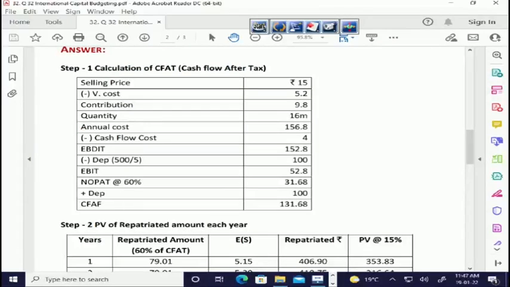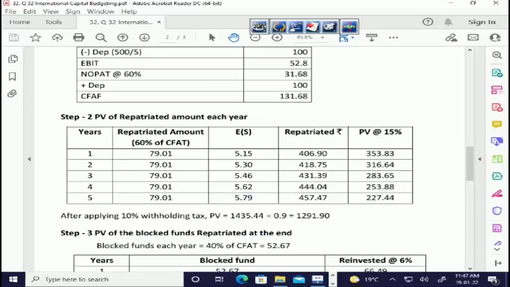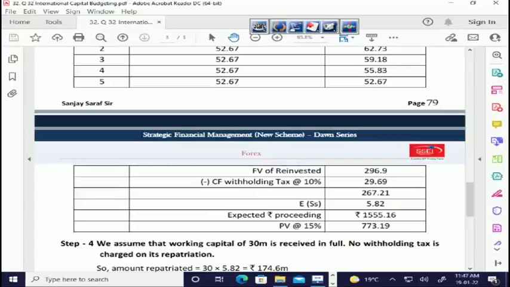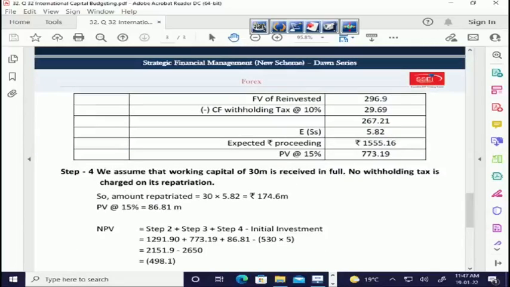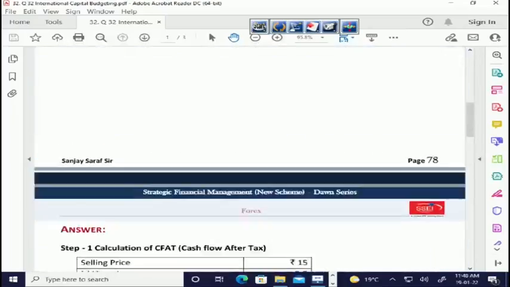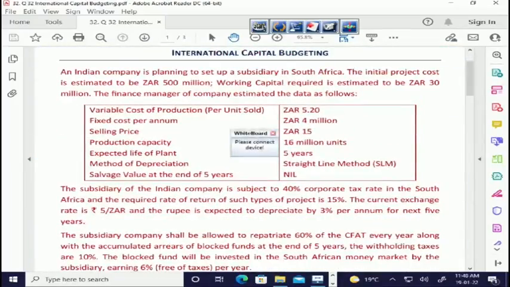Look at it. Selling price, variable cost, contribution, quantity, annual cost, 131.68. Now 131.68, 60%. Expected spot rate, repatriated. Okay, you got this amount. And after withholding tax into 0.9, then the blocked amount was this. This is reinvested at 6%. This total amount, and this total amount less 10% withholding tax. And then the recovery of working capital of 30 million, the present value and NPV. So it's a very, very good sum. I think the best sum on international project up till now. Okay, you should do this sum very nicely.